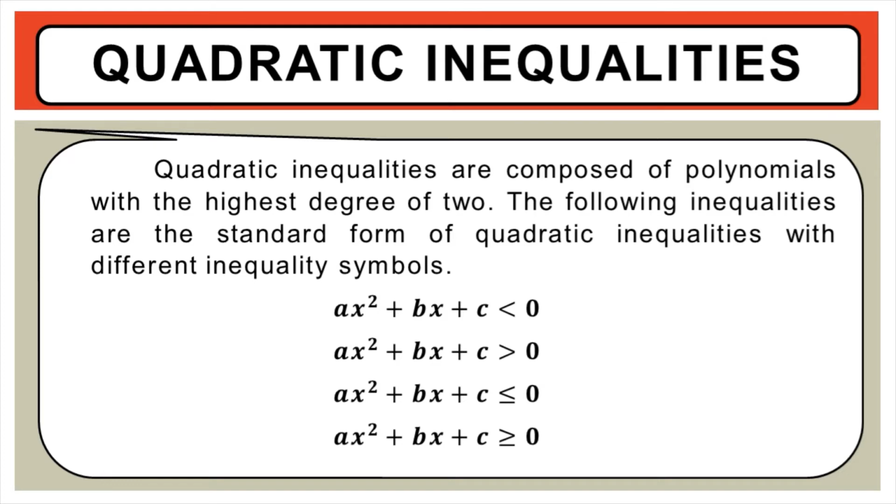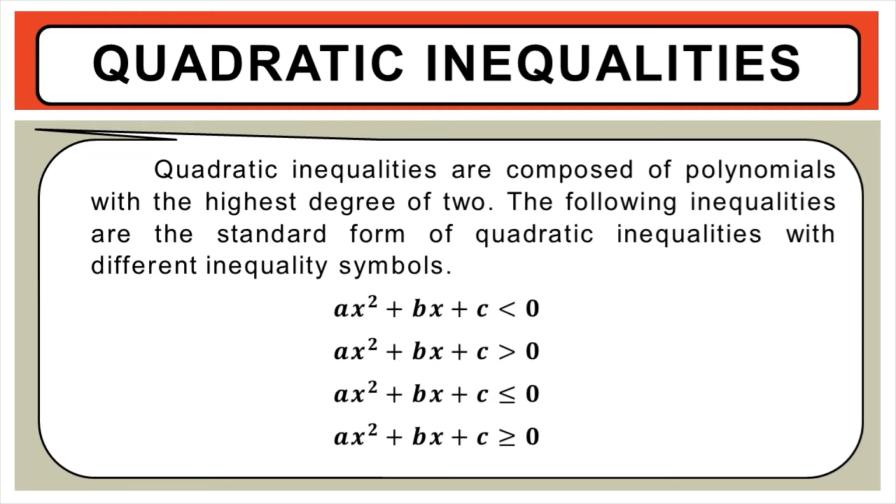Another, we have ax squared plus bx plus c is greater than 0, or ax squared plus bx plus c is less than or equal to 0. And lastly, we have ax squared plus bx plus c is greater than or equal to 0. As a review, we all know that in the polynomial ax squared plus bx plus c, ax squared is the quadratic term, bx is the linear term, and of course c is our constant. Quadratic inequalities may not have linear or constant term as long as the highest degree of the polynomial is 2 and uses an inequality sign.